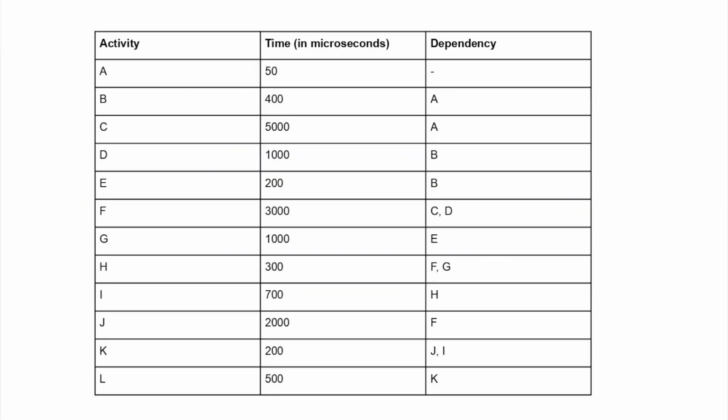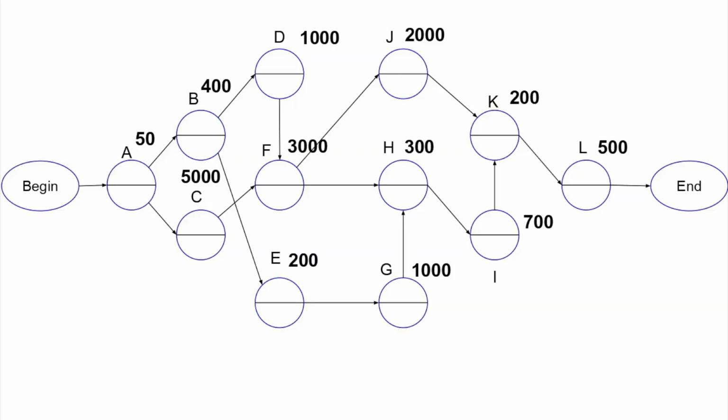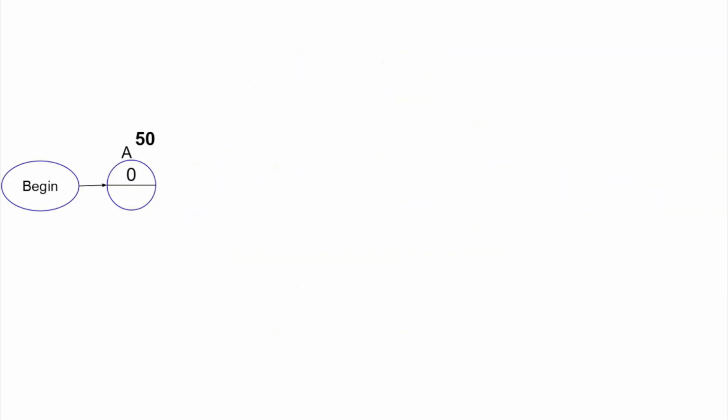Looking at the table, A takes 50 microseconds. So, add 50 microseconds beside node A. Do this for each node. B, C, D, F, E, J, H, G, K, I, L. Now, the forward scan can begin. The earliest time for each node is entered in the top half. Let's start with node A. As A is the first node, it takes no time to start it, so it has a value of 0.